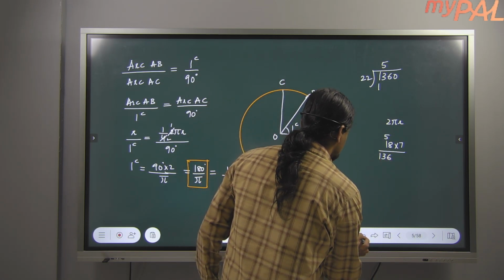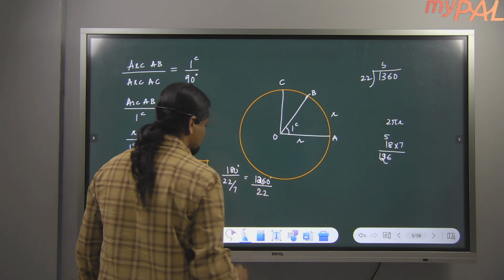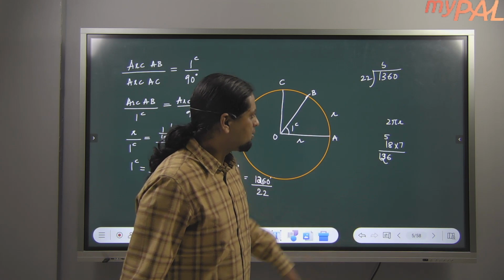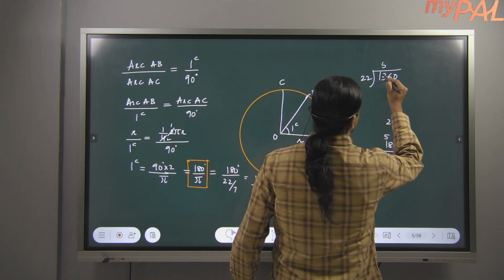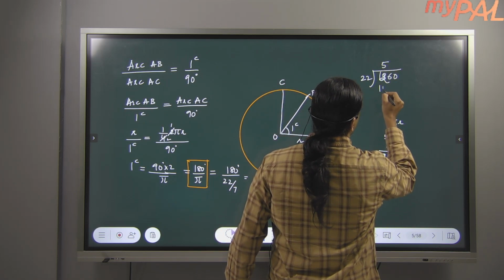Just one correction. This is going to be 126. Small mathematical error. It's going to be 126, so this is going to be 1260. Yes, sir, 5 times is 110.